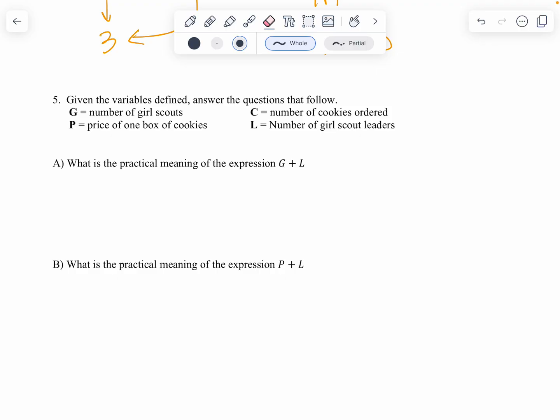Okay, practical meaning, I've got some variables, meaning I've got some letters that stand for things. So G is the number of Girl Scouts. L is the number of Girl Scout leaders. C is the number of cookies. P is the price of a box of cookies. So we've got a lot going on. Notice I color-coded G and L as the same color because they're kind of measuring the same thing, but not really.